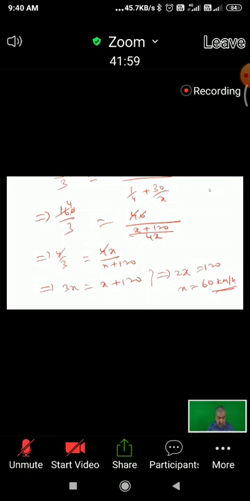Harminder Singh, 0.33 I have taken as 1 by 3. If you calculate 1 by 3, this will be 0.3333 like this.